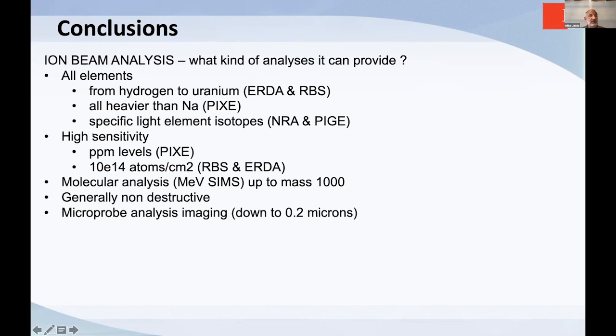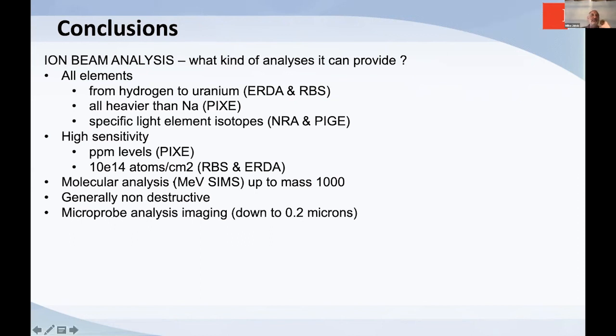Most of these techniques have very high sensitivity, with ppm levels for bulk material. So PIXE can do most of the elements at ppm levels. RBS and ERDA are more surface techniques, and they analyze 10^14 to 10^15 atoms per square centimeter, in some cases even lower. But this depends on the particular specific analytical question. We often analyze silicon or diamond or many different materials which are of technological importance.